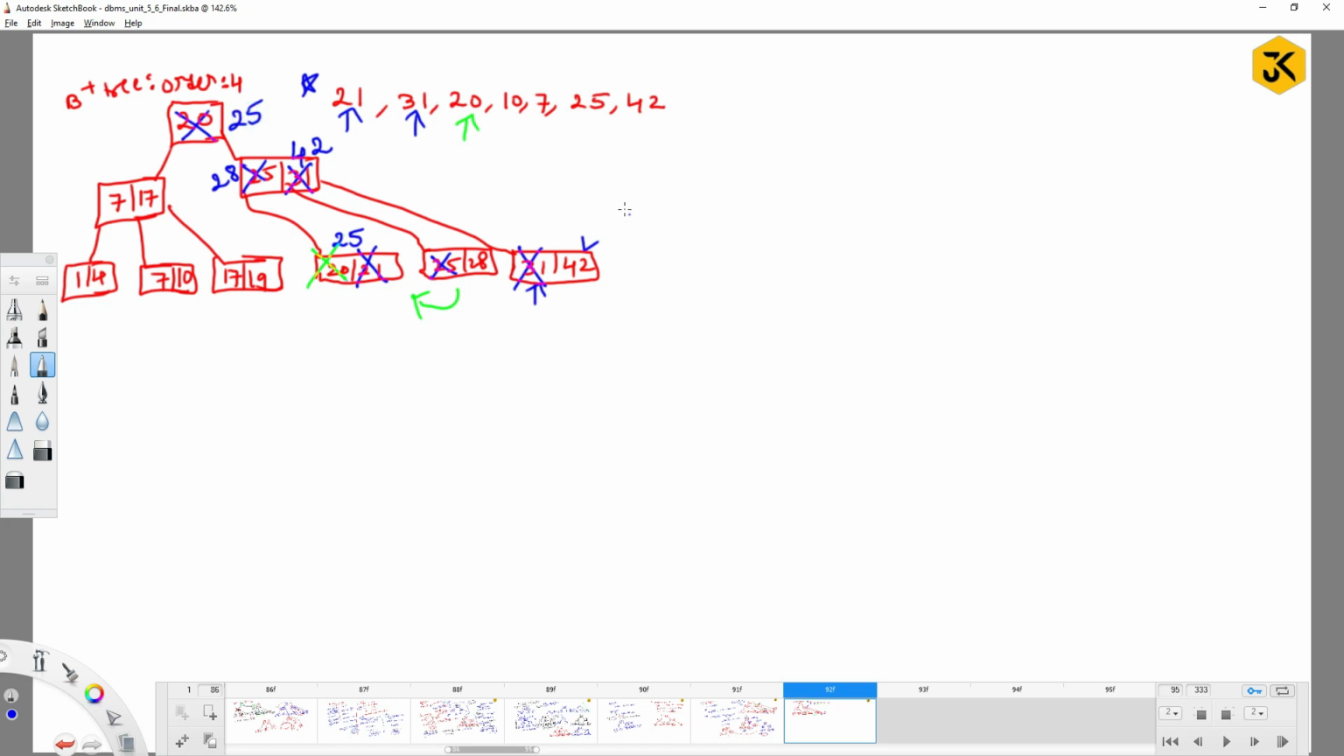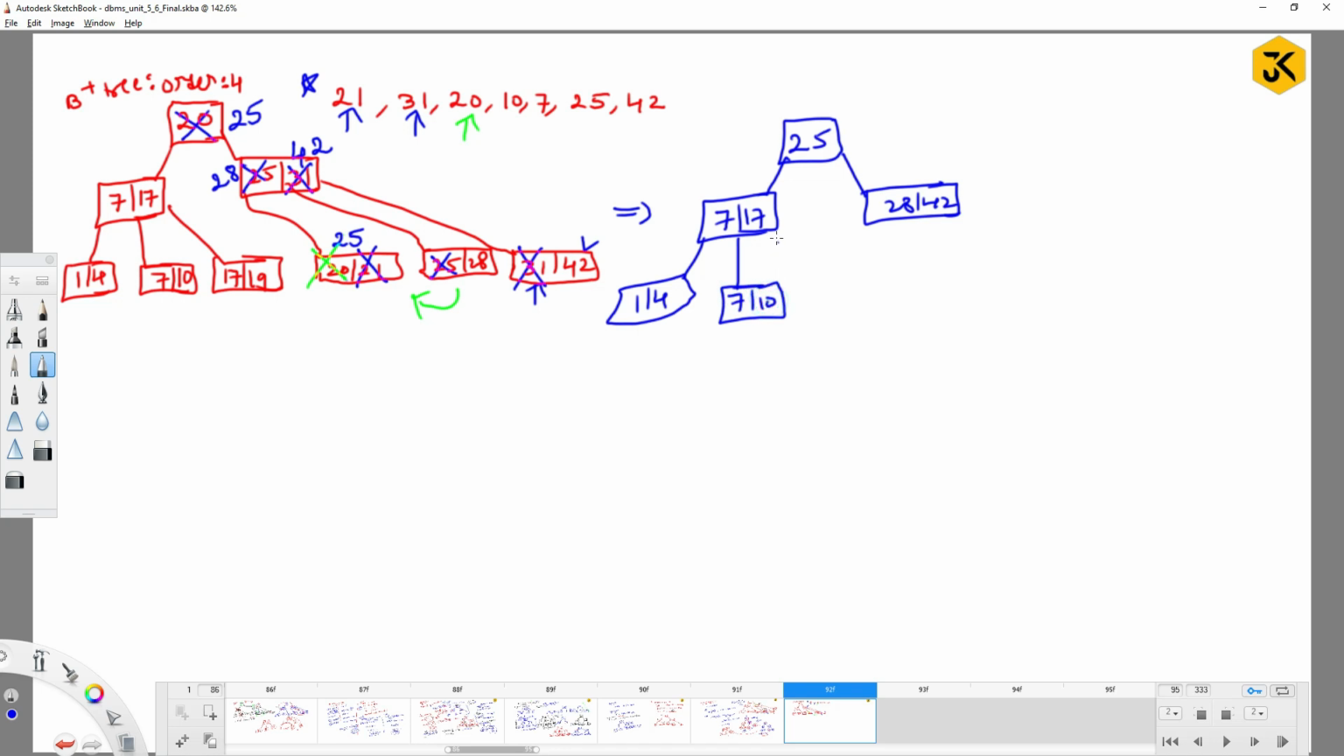So, your final tree will look like this. 25; 7, 17, 28 and 42; 1 4; 7 10; 17 19; 25, I think only one value, 25; 28 and 42.